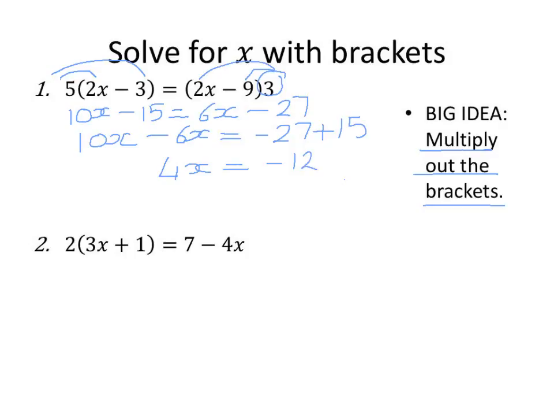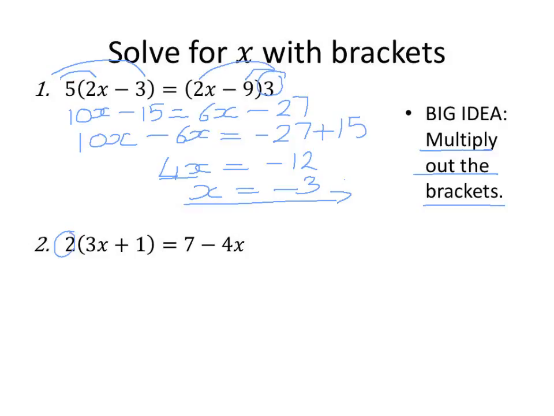Then divide both sides by 4, and this divided by 4 leaves me x, and a positive divided by a negative is a negative. 12 divided by 4 is negative 3. Good idea here is stop the video and try the next one yourself, and then I'll work it through with you. Or you can just watch me do it.